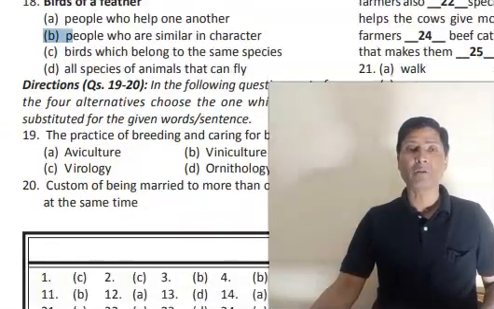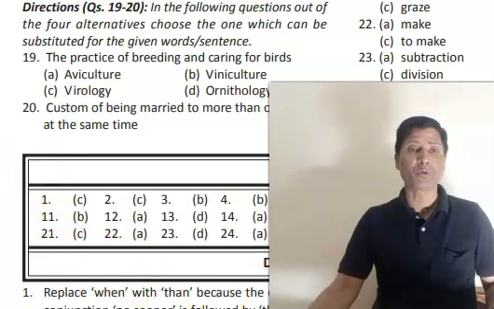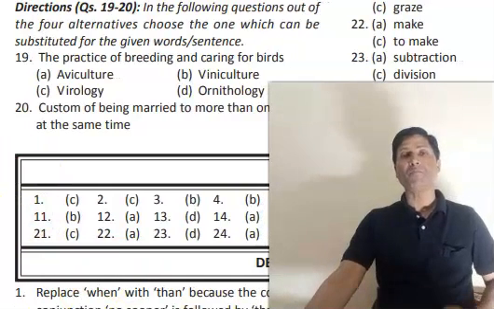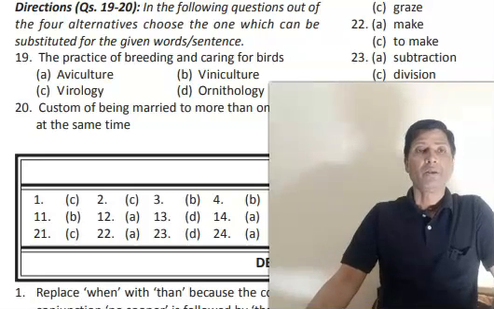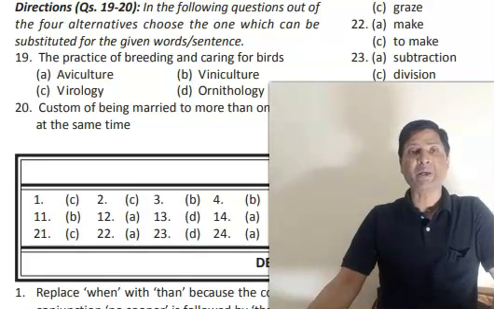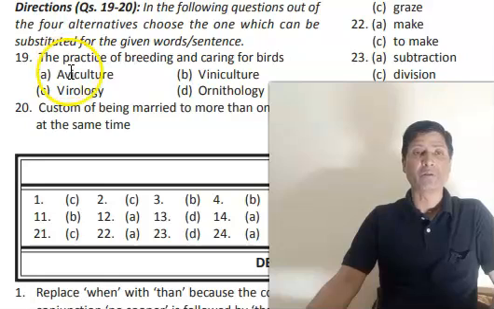Now look at the coming two questions which are one word substitution. The practice of breeding and caring for birds is called aviculture.